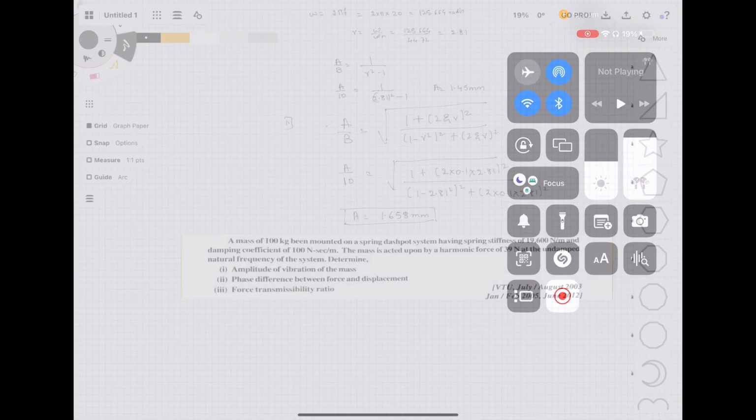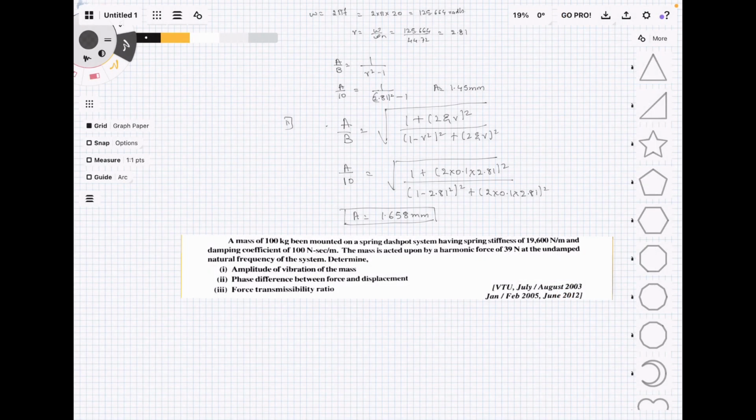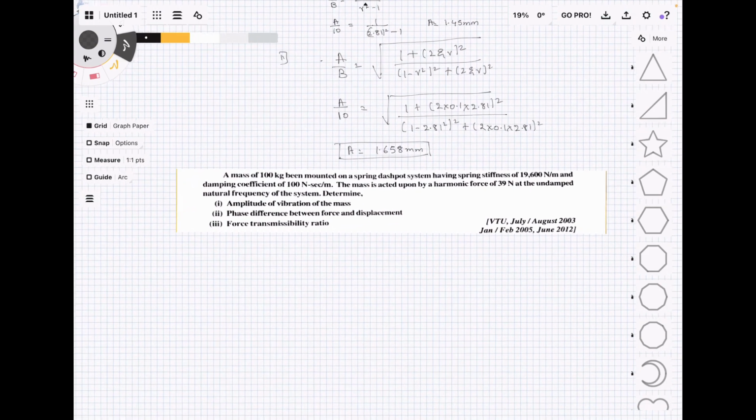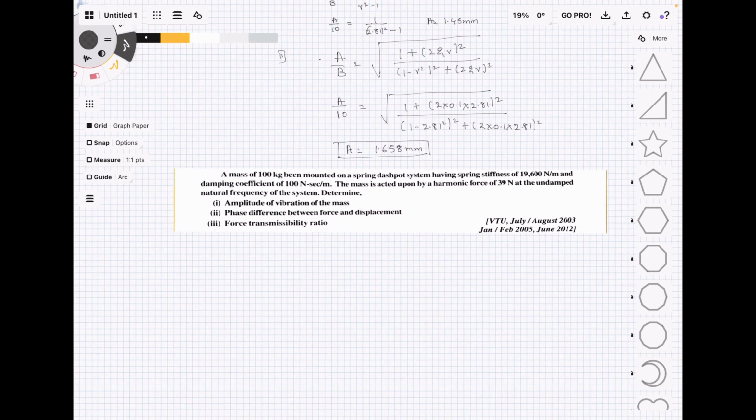Next we'll be going with the third problem. In the third problem, it has been shown that a mass of 100 kg is mounted on a spring mass dashpot system having a stiffness of 19,600 Newton per meter and a damping coefficient of 100 Newton second per meter. The mass is acted upon by a harmonic force of 39 Newton at the undamped natural frequency of the system. Determine, first, the amplitude of vibration of the mass, then the phase difference between the force and the displacement, and third, the force transmissibility ratio.